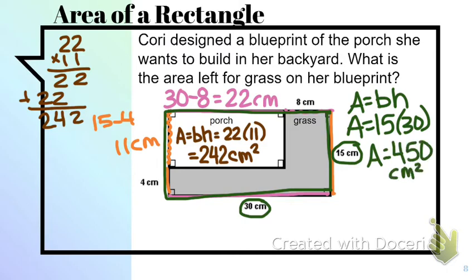Now that's the entire rectangle, including the grass and the porch. So to finish this up, we need to find the difference between the two. To find this gray shaded grassy area, we need to do 450 minus the porch, which is 242 centimeters squared. And once you find that, your difference should be 208 centimeters squared, left for Cori's dog to run around and have some fun.